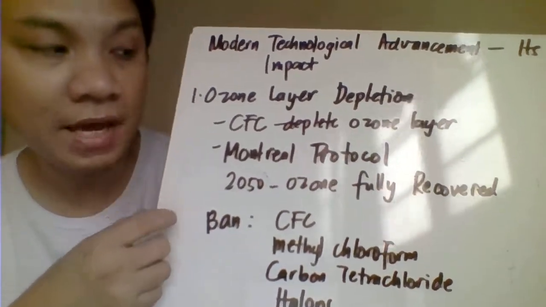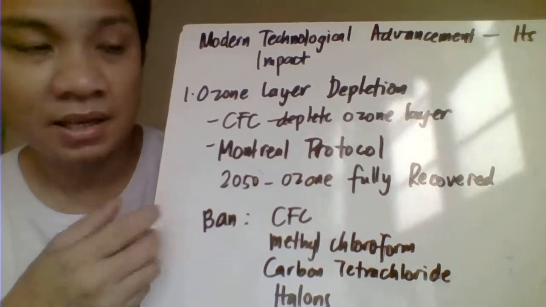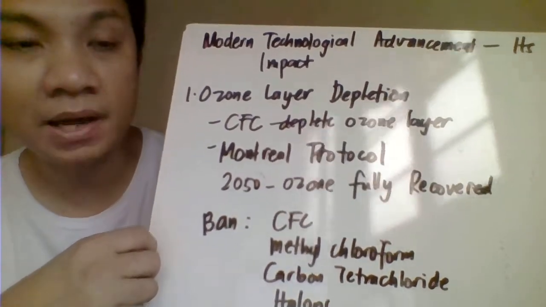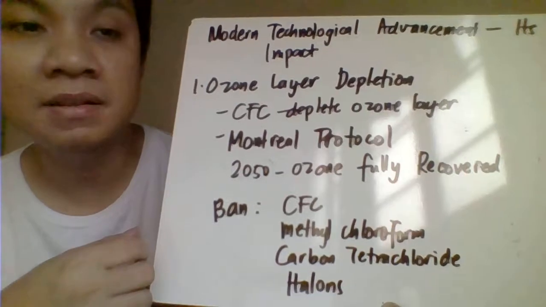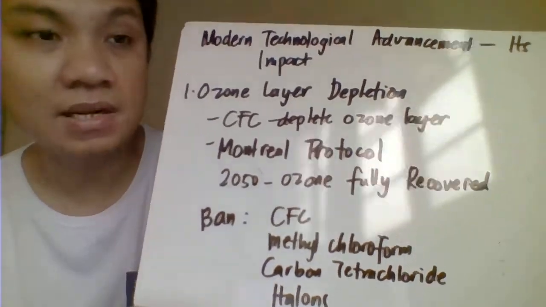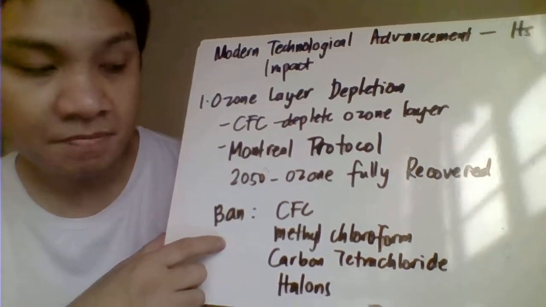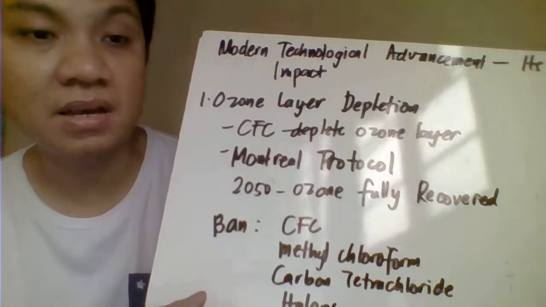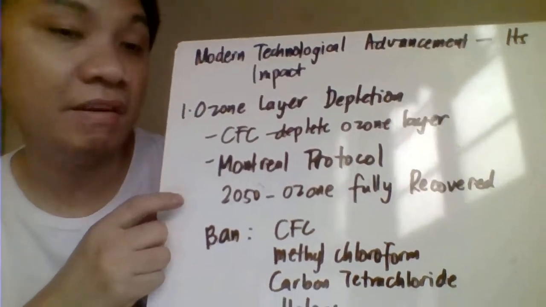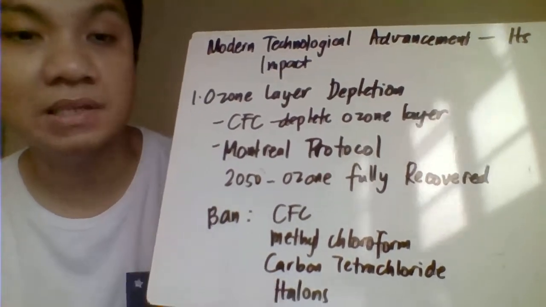Later on, it was the Montreal Protocol, from Montreal, Canada, which you also call the Montreal Treaty, an agreement by 197 UN member nations, where they agreed to ban chemicals. This includes the CFC, the halogens, also the methyl chloroform, and carbon tetrachloride, because those are identified as not environment-friendly na chemicals. So they're expecting that by the year 2050, our ozone layer will be fully recovered, of course by reducing the use of these chemicals.